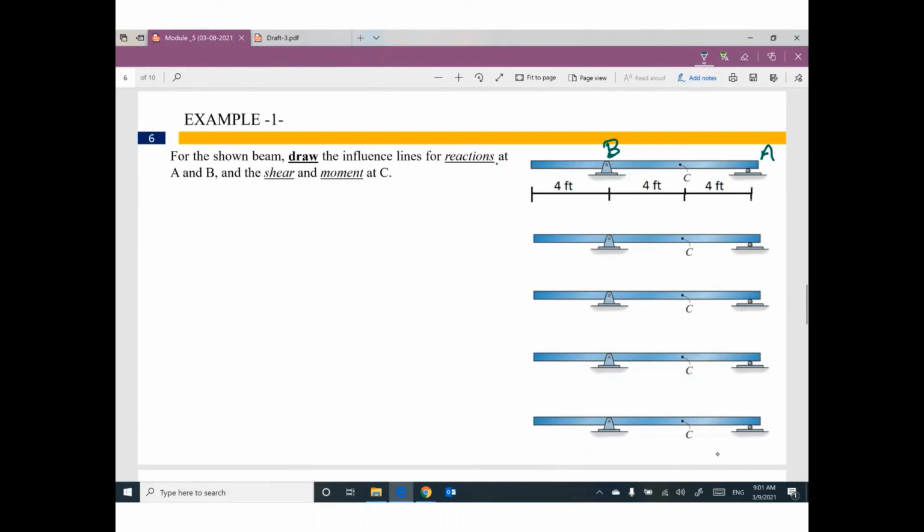And we need to draw influence lines for shear and the moment at point C, the intermediate point. We didn't cover yet how to draw influence lines for shear and the moment, so please forget it at this moment at least. Let's focus on the influence line for reaction YA and the influence line for reaction YB. Let's do it.